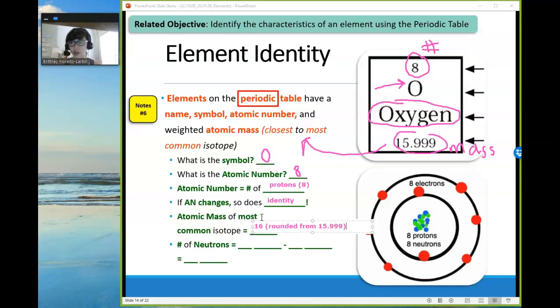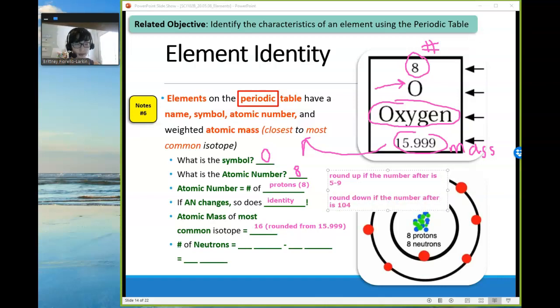So remember, if the number after is 5, 6, 7, 8, or 9, you round up. If it's below 5, so 1, 2, 3, 4, you round down. Okay, so I can write that note here because you will need to know this for your exit ticket. So round up if the number after is 5 through 9, 5 to 9. Round down if the number after is 1 to 4. Cool.